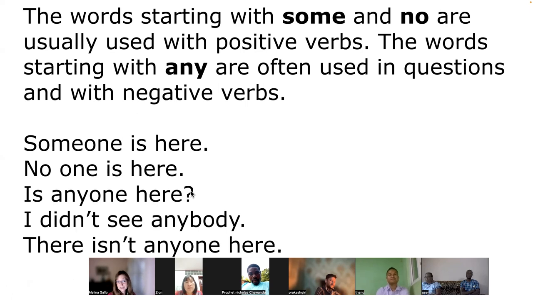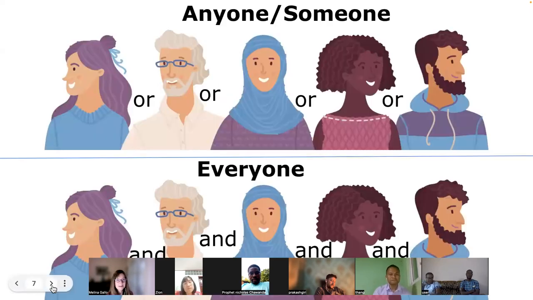Is anyone here? So anyone is often used with questions. Or if we have a negative verb, like I didn't see anybody. So we would use anybody with that. Or there isn't anyone here. So those are a few samples.